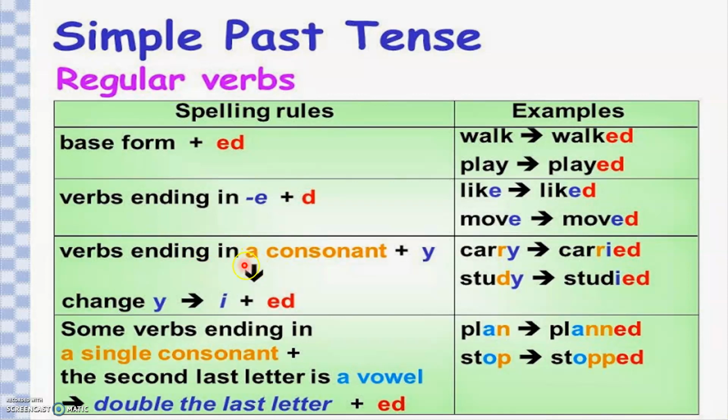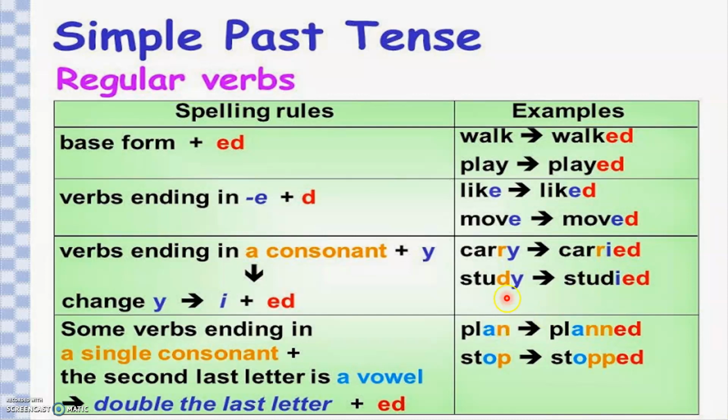For verbs ending in a consonant and y, what do we do? We cross out the y, and we add ied to the verb. For example, look at the verb carry. It ends with y. Before the y, we have the consonant, which is r. So if I want to change the verb carry into the past, I need to cross out the y and add ied to the verb. Carried. For example, I carried my sister's bag yesterday because it was heavy.